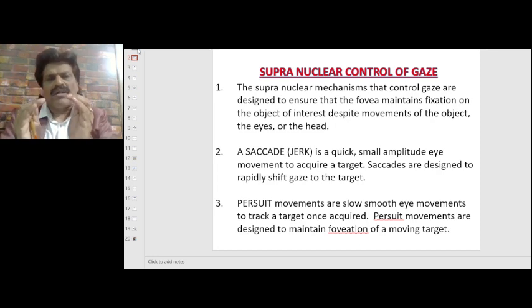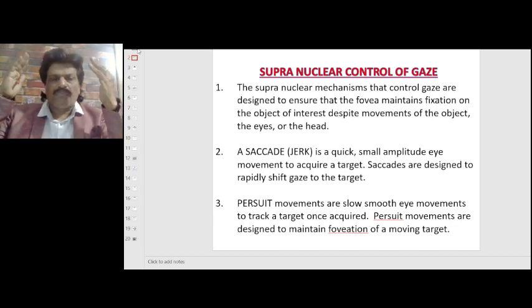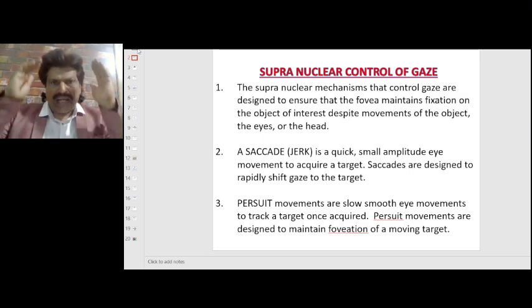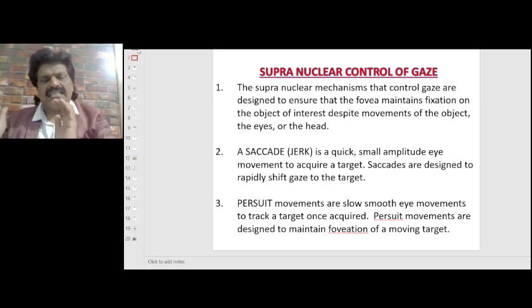Because of the medial longitudinal fascicles connecting the third, fourth, sixth cranial nerves, we can have various permutations and combinations of movements. I can look upwards, both superior recti, downwards, both inferior recti, or on one side, right lateral rectus, left medial rectus. So I can use various combinations of movements because the third, fourth and sixth cranial nerves are interconnected through the MLF. So the supranuclear mechanisms that control gaze are designed to ensure that the fovea maintains fixation on the object of interest despite movements of the objects, the eyes or the head.